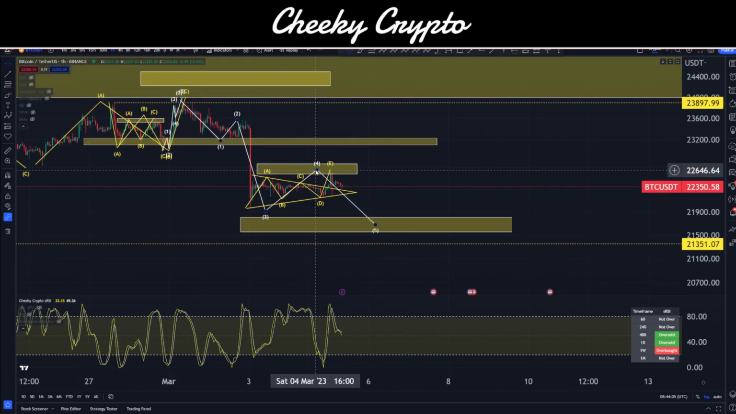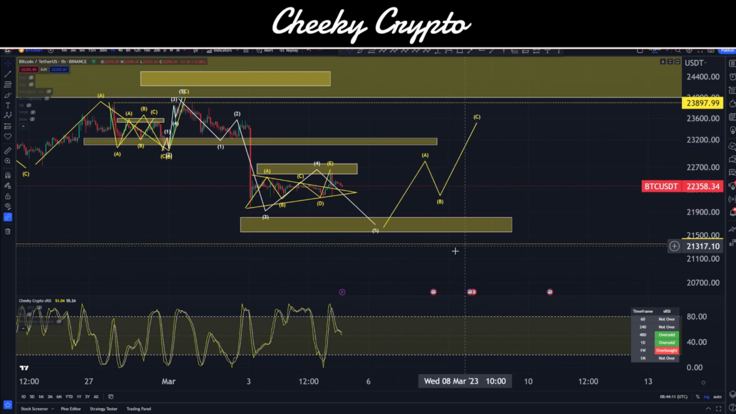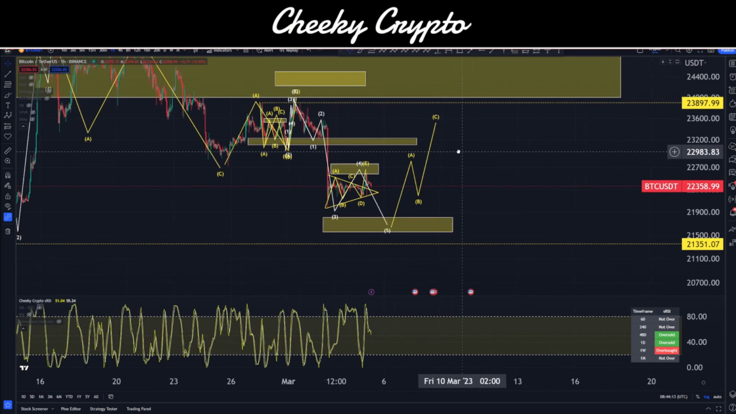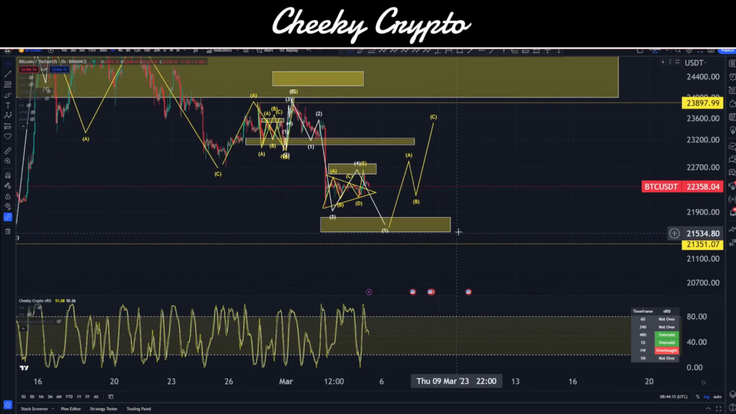So with all that being done and out of the way, what would be the next thing you'd expect to see? Well, you'd expect to see more volatility back to the upside. We'd expect 3 waves, and we'd expect this because we have 5 waves here.